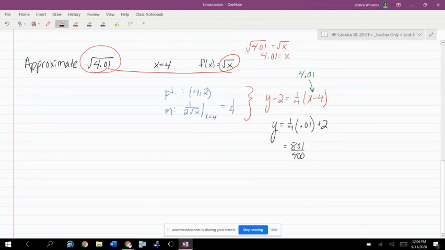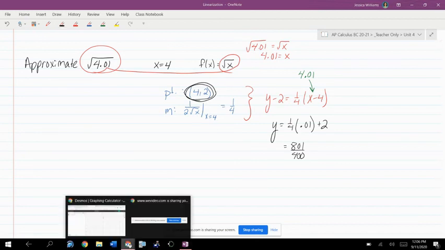I like these questions. I hope you like them too, simply because it's easy to see if you did something terribly wrong. The answer should be close to the point that you know. The whole purpose of using tangent lines is that they should always be close. So my answer is a little bit more than 2. That feels good.